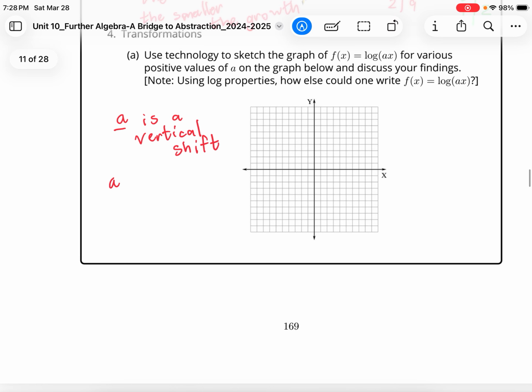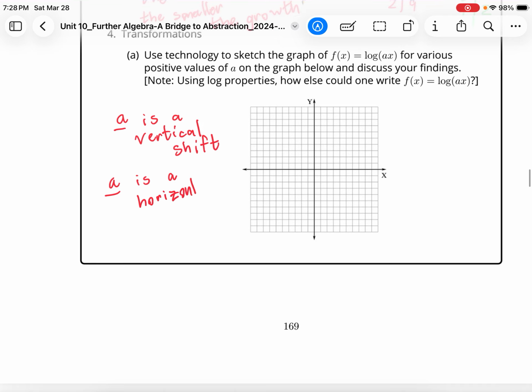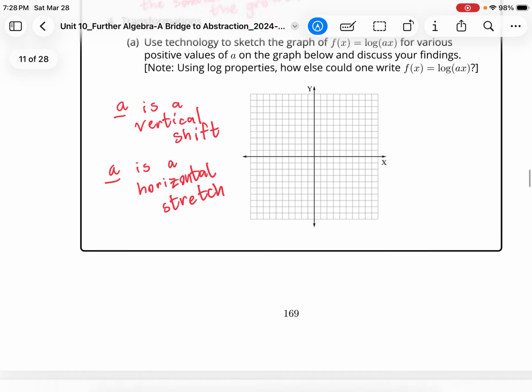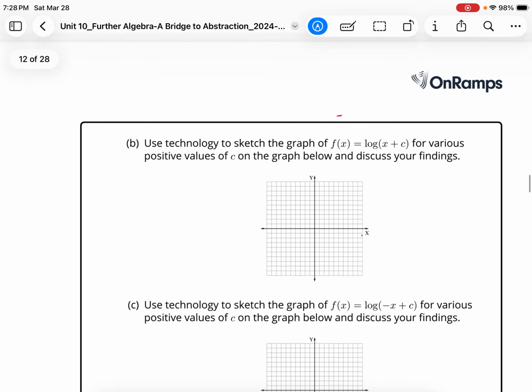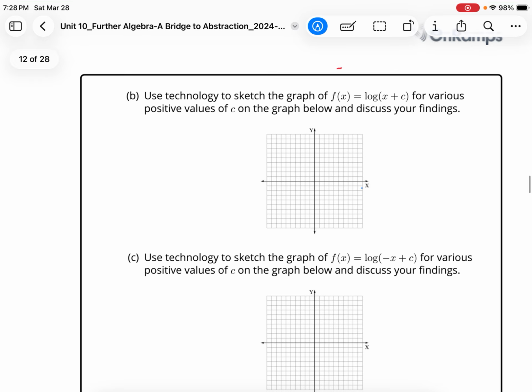Again, a, I'm gonna say is a horizontal stretch or compression. Now, don't worry too much about this because the horizontal stretch or compression, all right, is something you're gonna deal with more in pre-cal, not necessarily in Algebra 2. All right, this one, however, it is fair game, right?